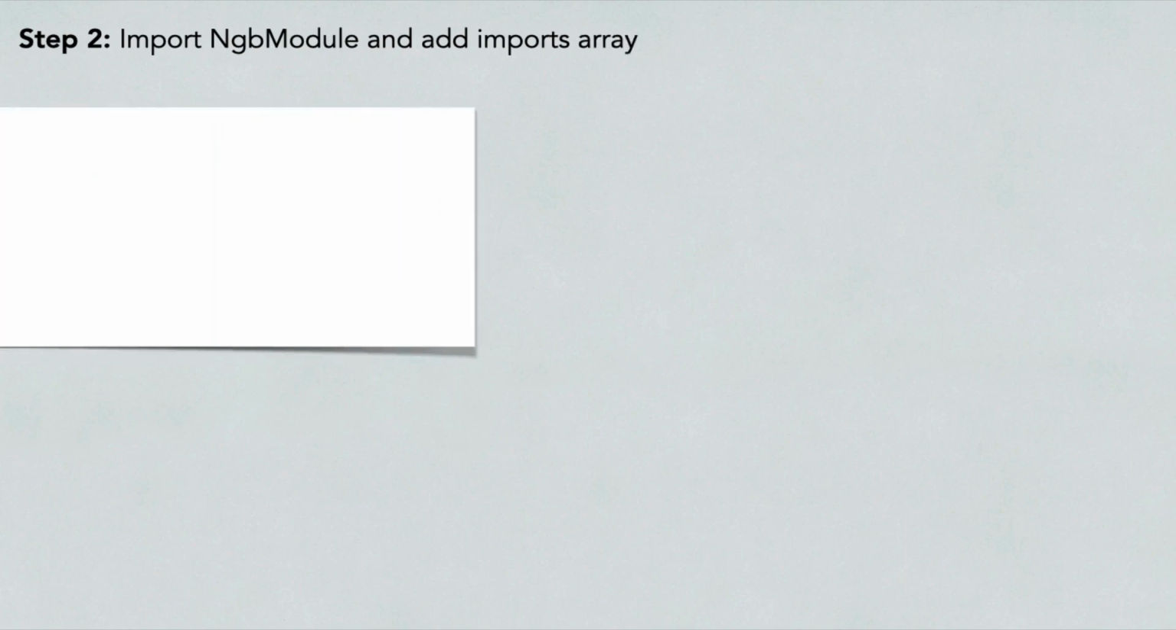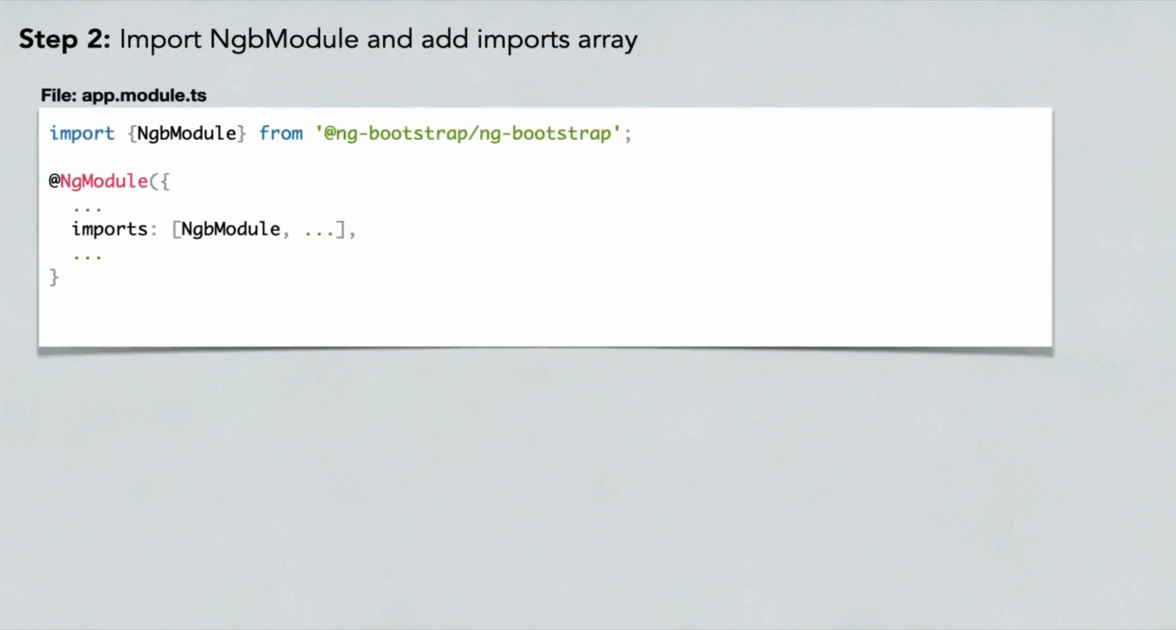So the second step is to import ngb module and add it to the imports array. So within our app.module.ts file, we are going to import the ngb module and add it to the imports array.